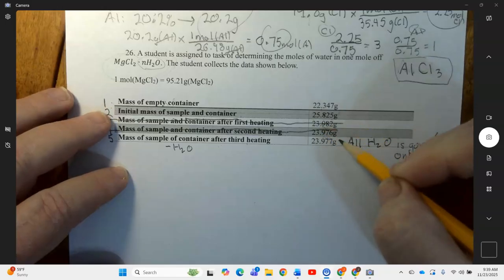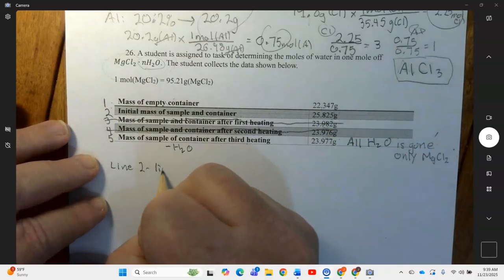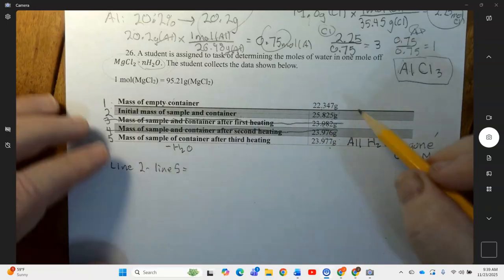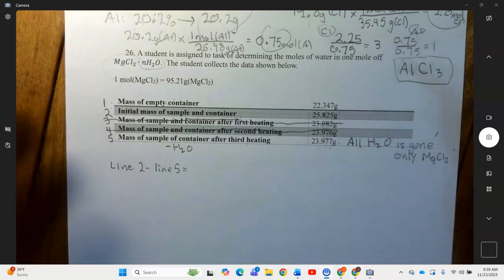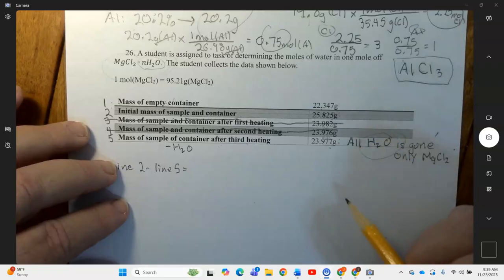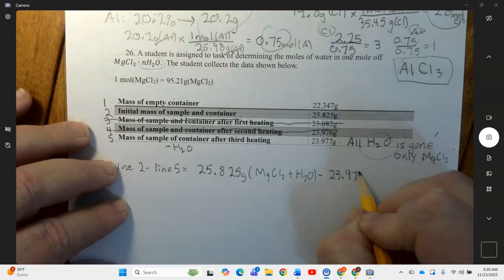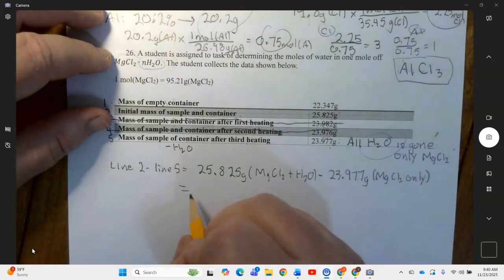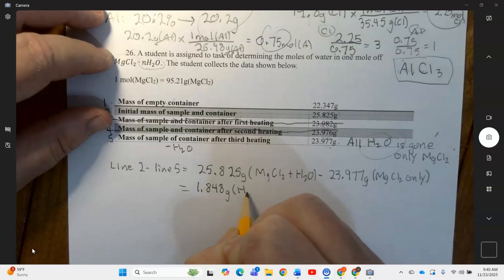So if we subtract these two numbers, so subtract number 2 minus line 5, you'll get the mass of the water, because this is MgCl2 and H2O, this is only MgCl2, so that means the difference between those two is how much the H2O weighed, okay? So we're going to do that. Okay, and that tells you that you end up with 1.848 grams of just water. That's what got evaporated away, okay?